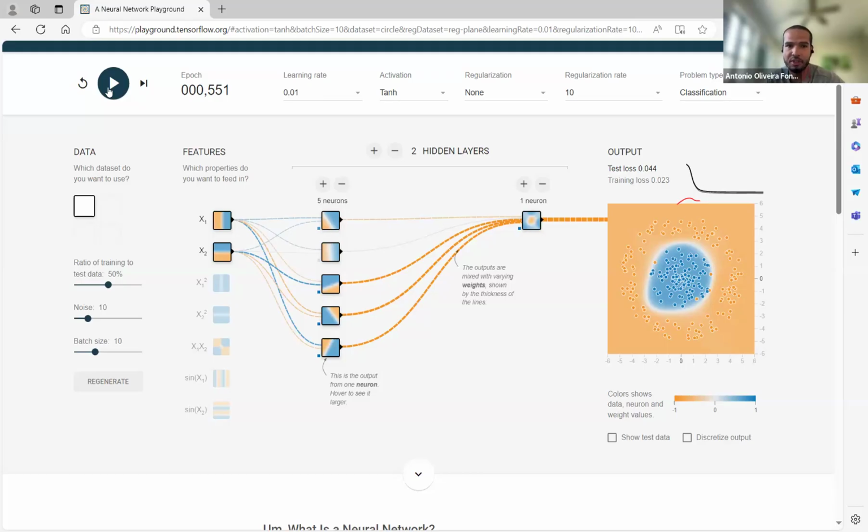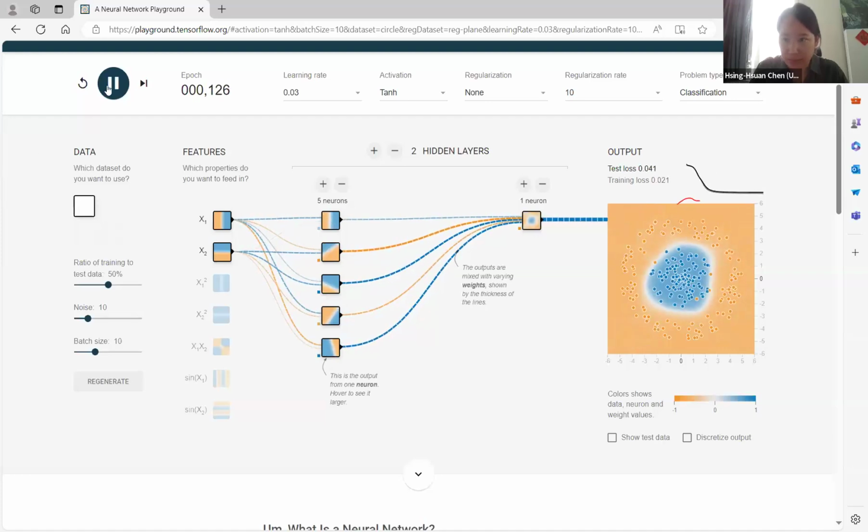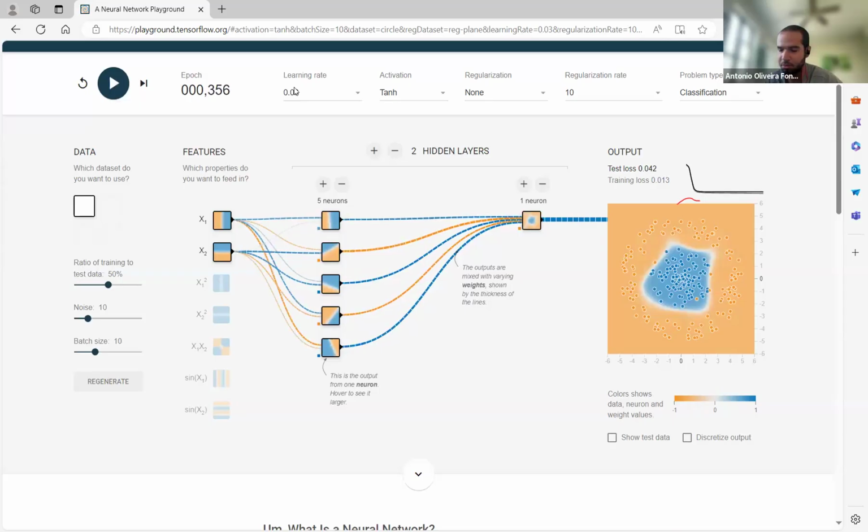Can you repeat this experiment with a larger learning rate? Increase it by one number there. Let's see 0.03 first. And then reset. Okay, that was a little faster. You can go even bigger. Let's say 0.1 now. Oh, that was too much. Okay, so 0.03 seems to be the sweet spot there.